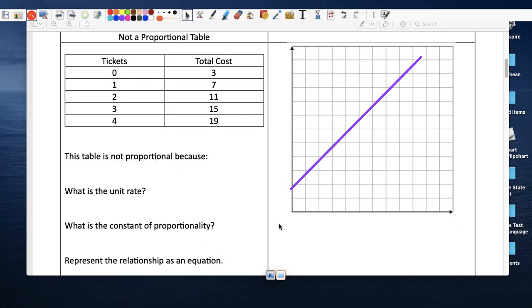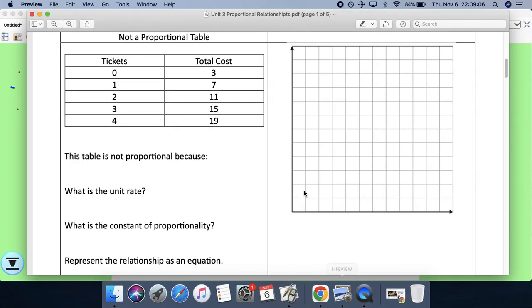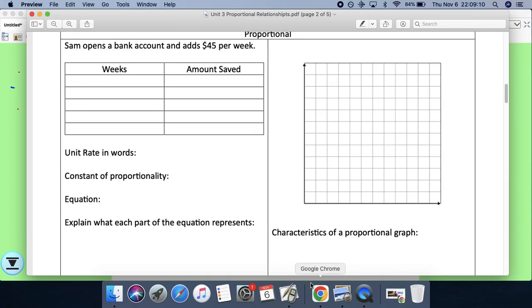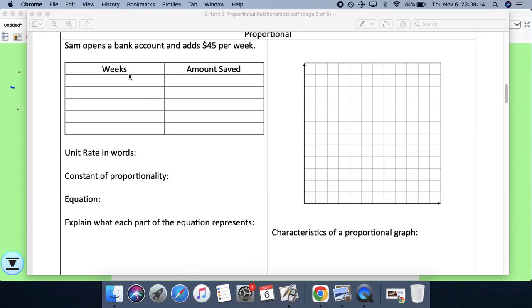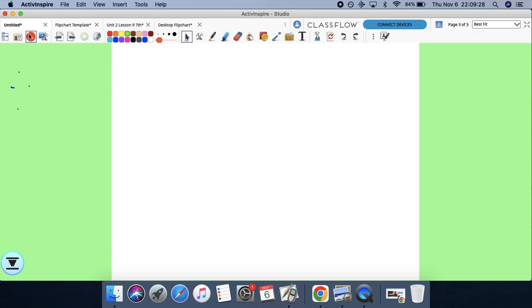So let's do a few more. 3. All right, same thing, just reinforcing what we just talked about. Sam goes to the bank, opens an account, and his intention is to deposit $45 out of his paycheck every week. So let's fill in some values here.